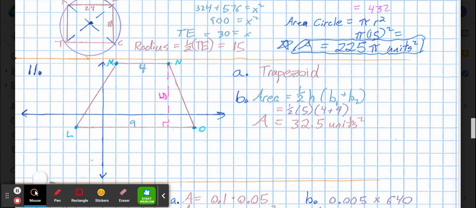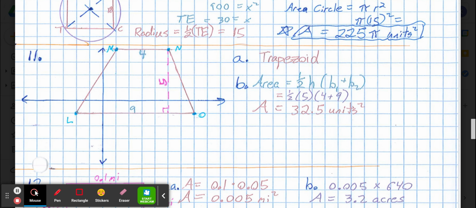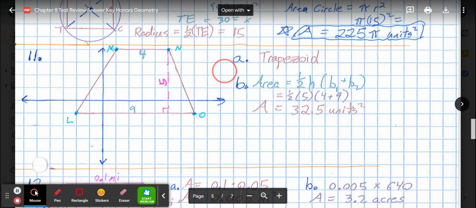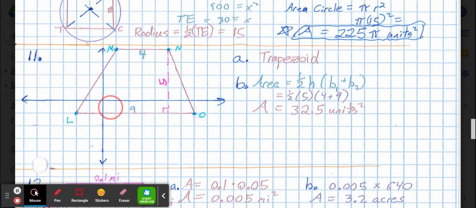In 11, they give us 4 points to graph, and then 2 questions. Number 11a is to name the figure. So after you graph it, you should be able to see that we have a trapezoid. Then for part B, the area of a trapezoid is 1/2 multiplied by the height multiplied by the sum of the two bases. So our base measurements, MN would be 4, LO is 9, and if I draw in a height, it would give me a height of 5.